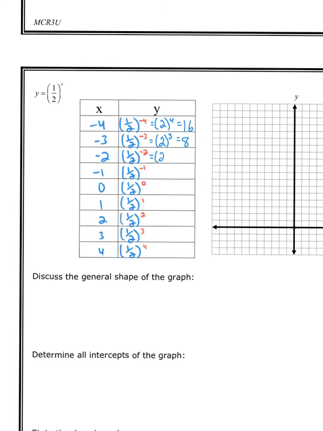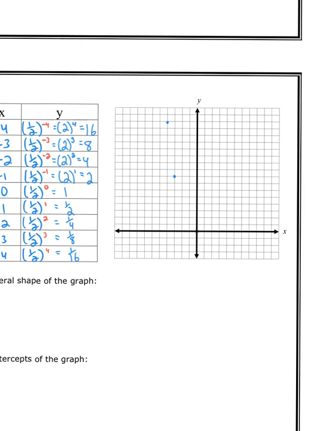Next, I'm going to change that to 2 squared, 4. Next, 2 to the exponent 1, which is 2. Next, 1/2 to the exponent 0 is 1. 1/2 to the exponent 1 is 1/2. 1/2 to the exponent 2 is 1/4. 1/2 to the exponent 3 is 1 over 8. And 1/2 to the exponent 4 is 1 over 16.